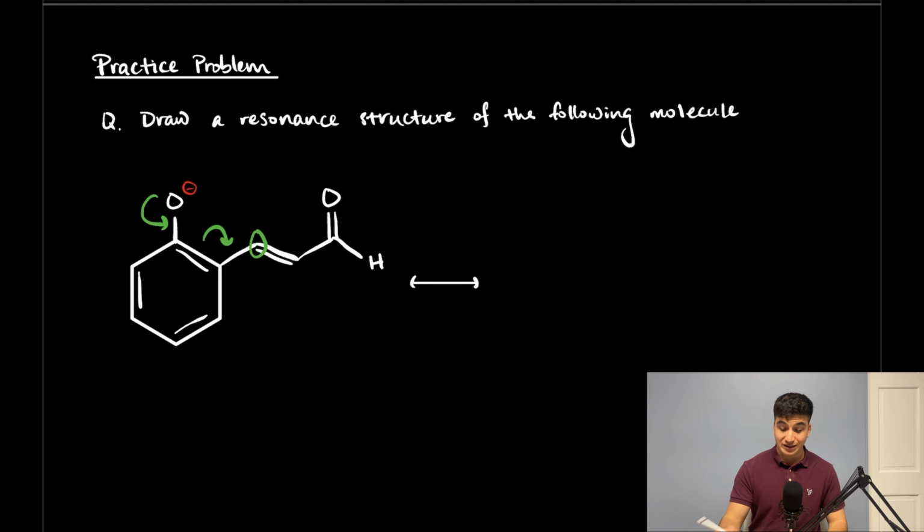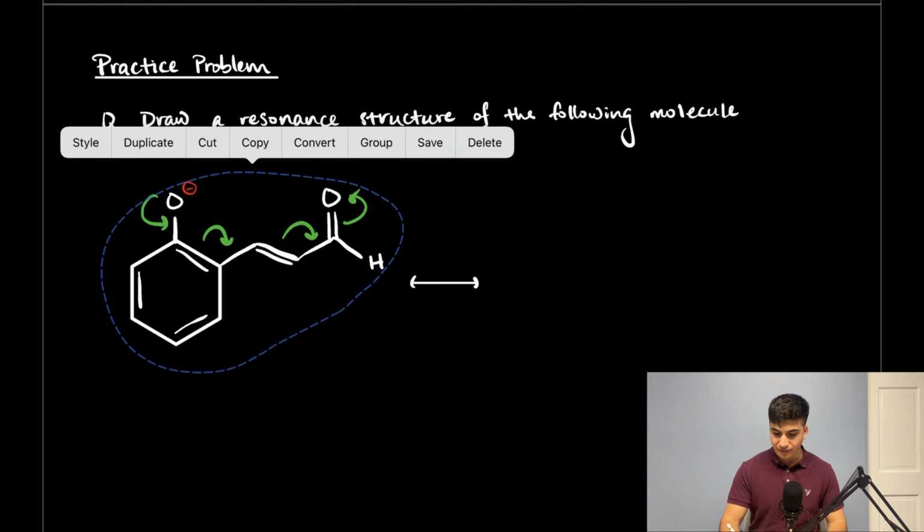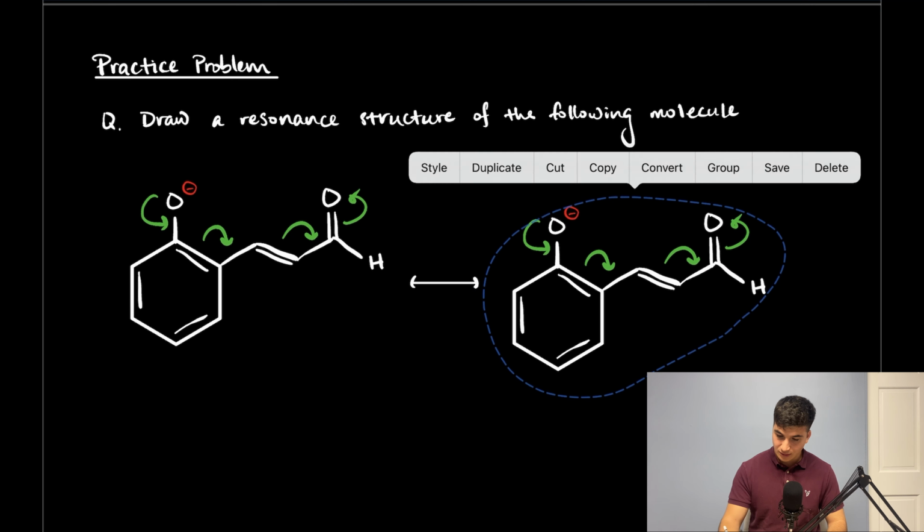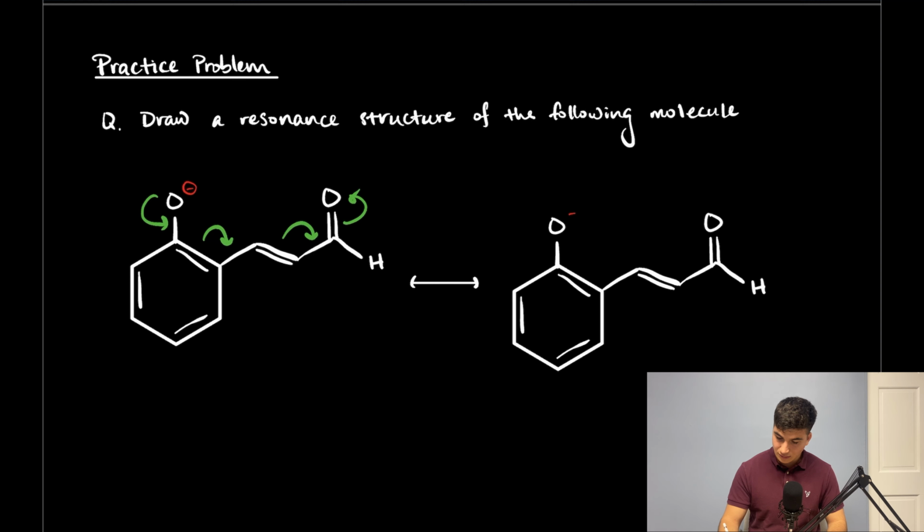We also don't want to break the octet of that carbon, so we move that over. And then we also don't want to break the octet of this carbon, right? So we have to move that up as well. And this should give us our resonance structure here. Okay, so this becomes a double bond. This becomes a double bond here. This is single. And then we have a minus charge on this oxygen. Right? So hopefully that was helpful.